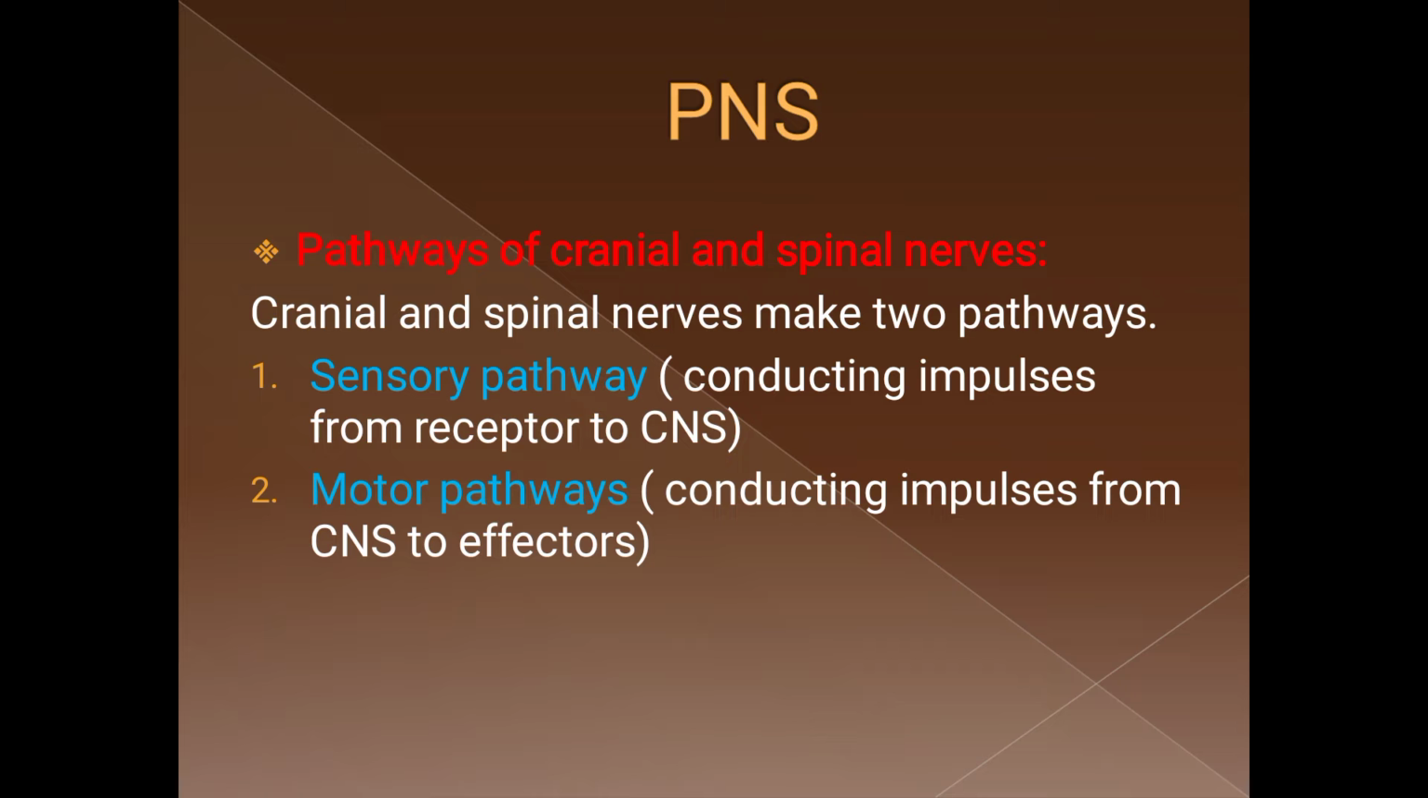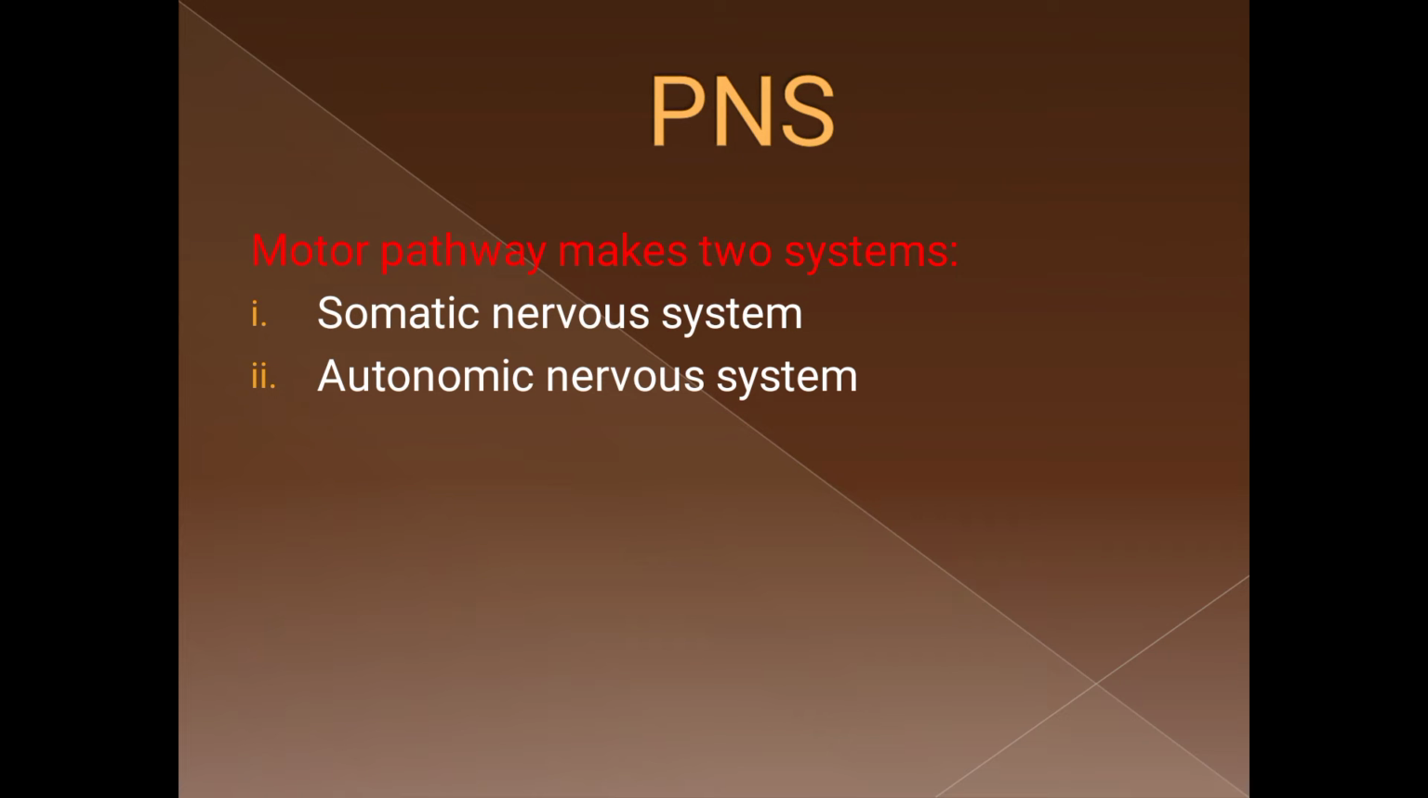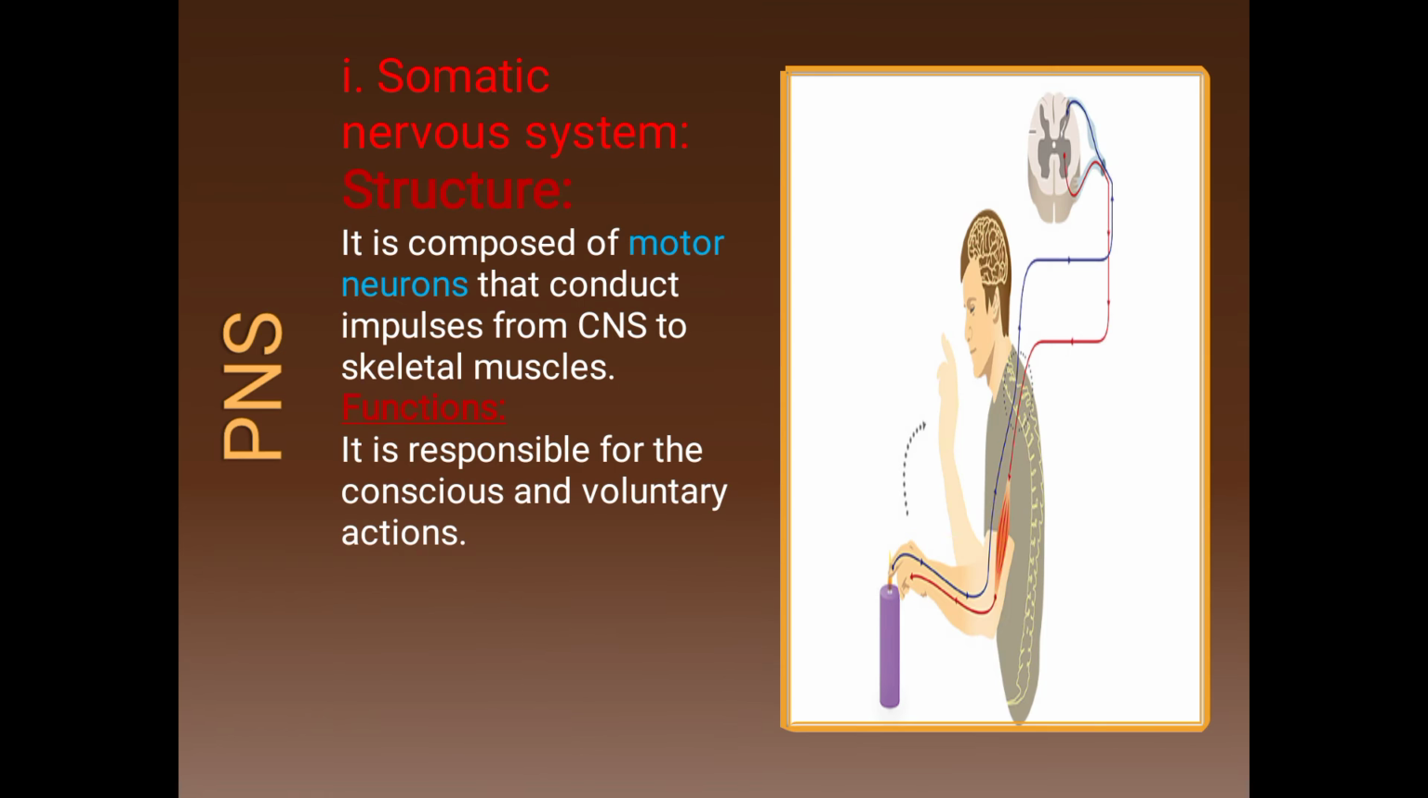Motor pathway. It conducts impulses from the central nervous system to effectors. Effectors are the parts of the body which receive messages from the coordinator and produce a particular response. The motor pathway makes two systems: somatic nervous system and autonomic nervous system.